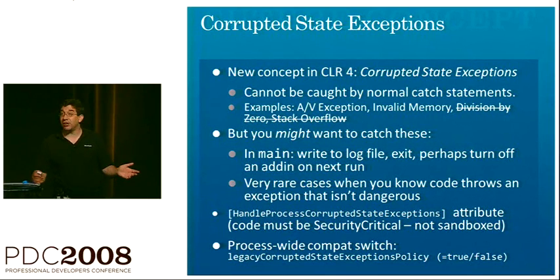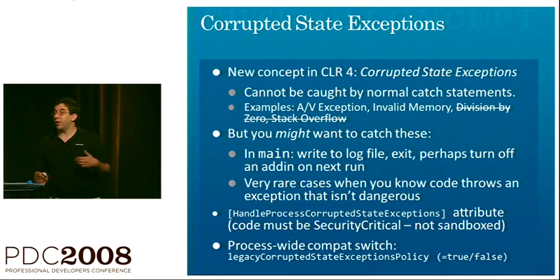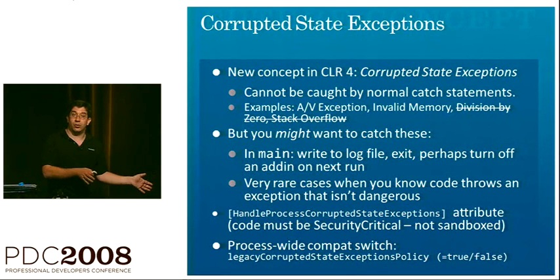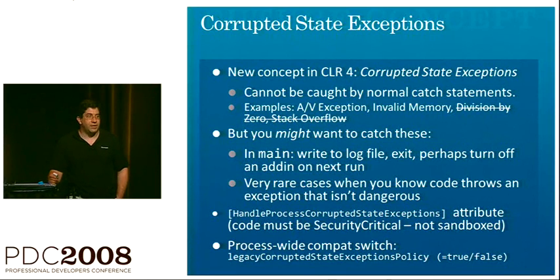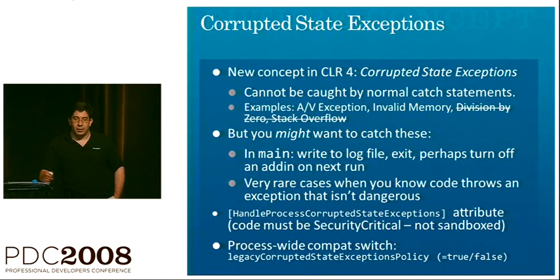Now, you might actually like your old code. It might be running just fine. You may have put a bunch of these catches in various places. You may know exactly what you're doing. You don't want to deal with any of this. We also have a new process-wide compat switch, legacy corrupted state exception policy. Set it to true. Everything happens the old way. Okay, so that's going to remove one common mistake. Now what should happen when you have a corrupted state exception? What should happen next? You should get a dump.